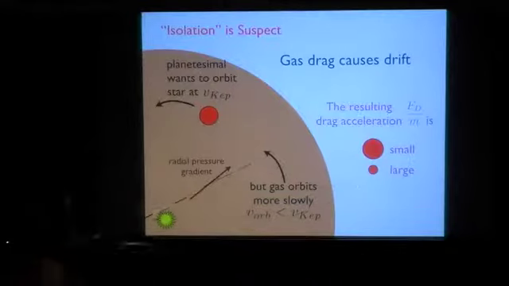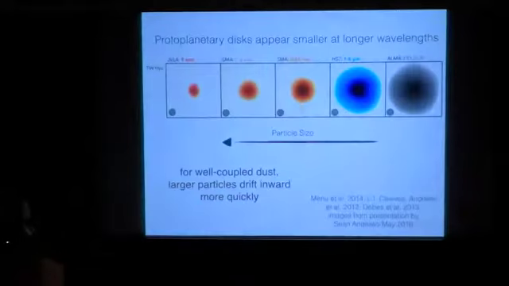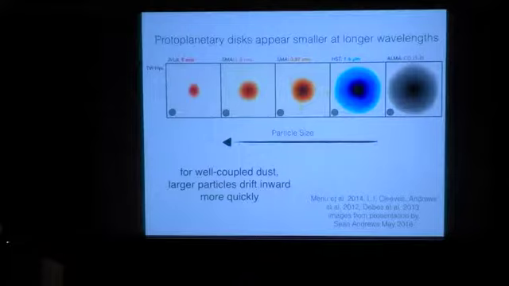So that's a little bit oversimplified. It turns out that if you're at an intermediate size range, about a meter size at 1 AU, then you get the most drift. Okay, so we can actually see this in the data. This is not just theoretical, it's actually going on.